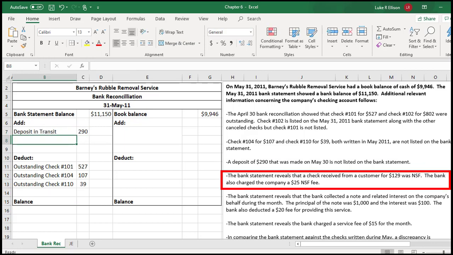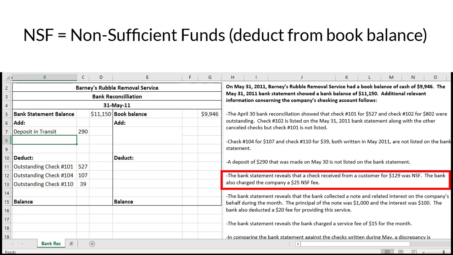The next transaction states that the bank statement reveals that a check received from a customer for $129 was NSF. The bank also charged the company a $25 NSF fee. NSF stands for non-sufficient funds. It means whoever wrote the company this check did not have enough cash in their account to pay the company. In short, the company doesn't have the $129 that they thought they had, and now they have to pay a $25 fee.